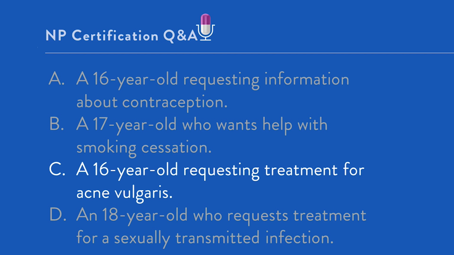Option D, an 18-year-old who requests treatment for a sexually transmitted infection. Now, the key to looking at option D is this teen is now 18. 18 is considered to be the age of majority, where the teen now is able to self-advocate and is able to provide consent for health care.